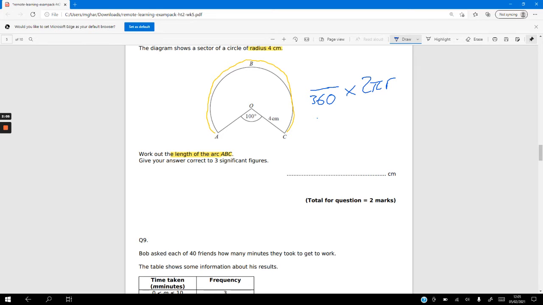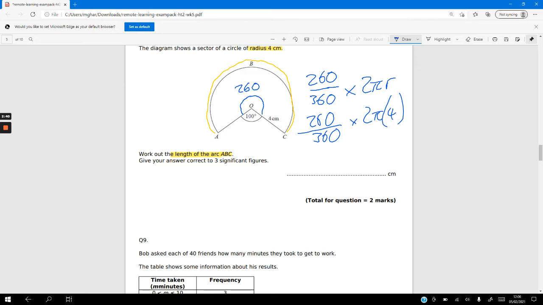I need to know what this angle on top is, and my instinct might be to use 100, but 100 is outside of the circle, so actually I want to know what's in here, and that is going to be 260, because it's angles around a point. So 260 divided by 360 times the circumference will give me my answer. So it's going to be 260 divided by 360 times 2 times pi times 4, which is my radius, because I've got the radius there as 4 centimeters, given to me up here as well.